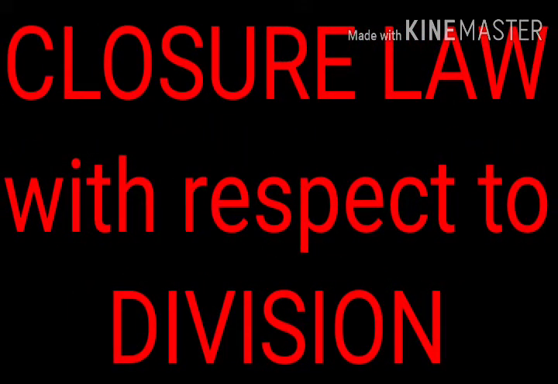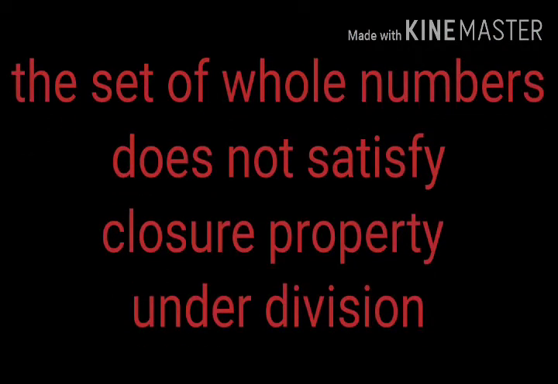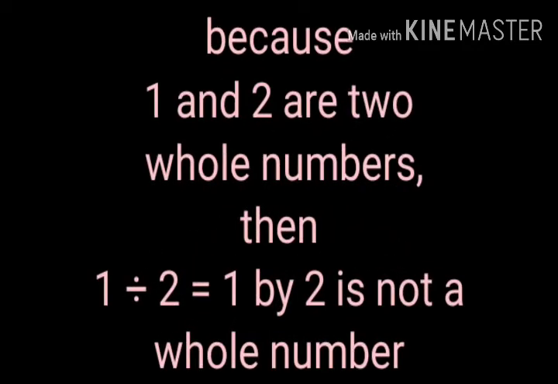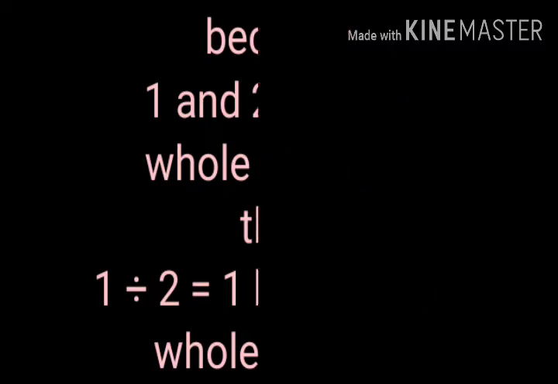Closure law with respect to division. The set of whole numbers does not satisfy closure property under division, because 1 and 2 are two whole numbers, and 1 divided by 2 is not a whole number. That is, 1 by 2 is not a whole number.